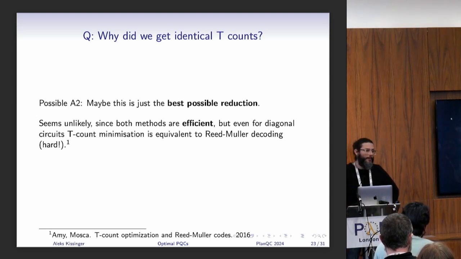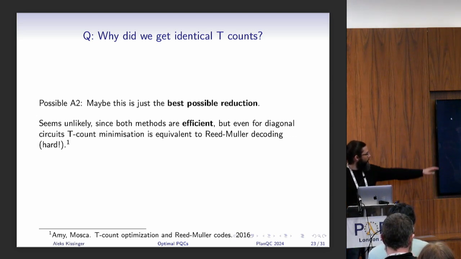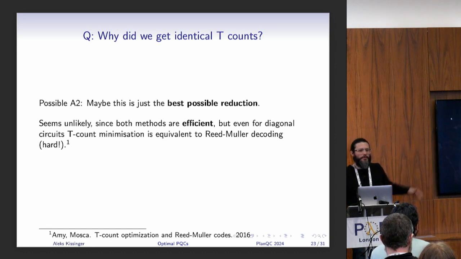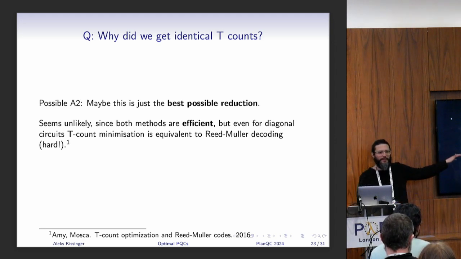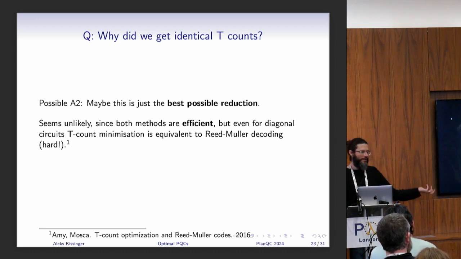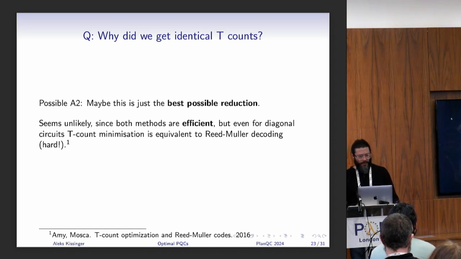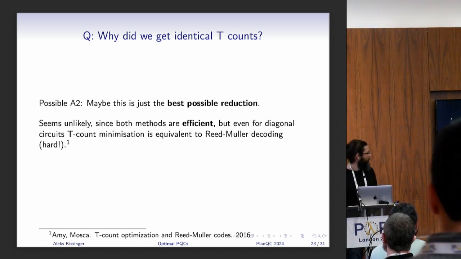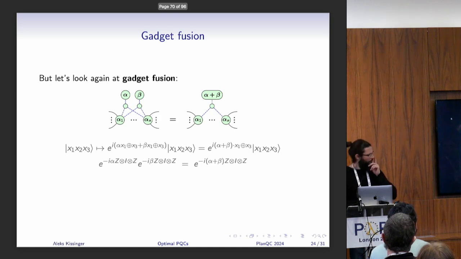They're polytime. Whereas we know even for diagonal circuits, T-count minimization is equivalent to this known hard problem, which is least distance decoding for Reed-Muller codes. Well, okay, highly believed to be a hard problem. So we don't believe that we did this efficient thing and then we actually got the exact optimal T counts. That seems unlikely.